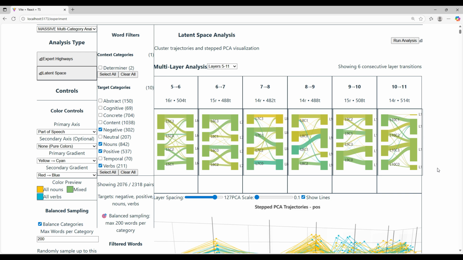Before we finish, let's move to the latent space tab. Instead of looking at which experts handle a token, we look at how these tokens are repositioned in latent space. We use clustering to identify meaningful regions and then track how tokens move through them. Here in the mid window, colored by parts of speech, you can clearly see nouns and verbs separating into distinct regions. This separation is significant based on clustering over the first three principal components.